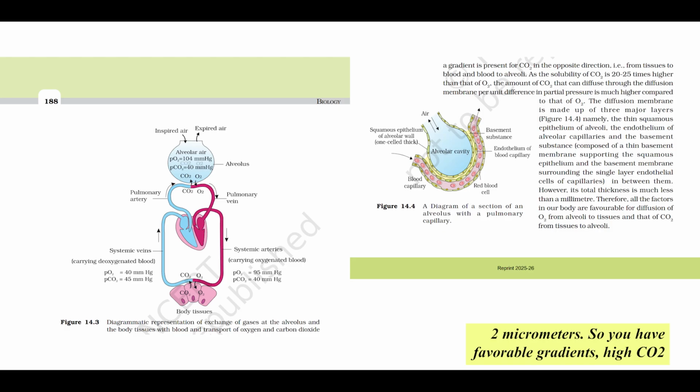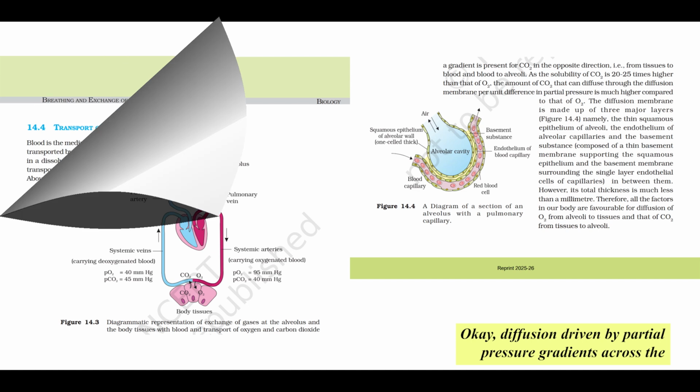So you have favorable gradients, high CO2 solubility, and this ultra-thin membrane. All these factors work together perfectly for rapid, efficient diffusion of O2 into the blood and CO2 out of the blood in the lungs and the reverse in the tissues. It's a beautifully optimized system. Okay. Diffusion driven by partial pressure gradients across the super thin membrane.